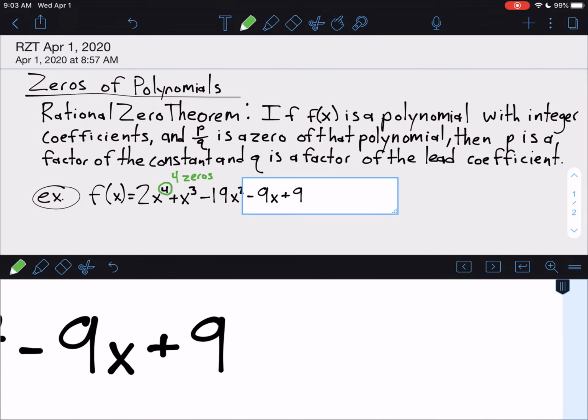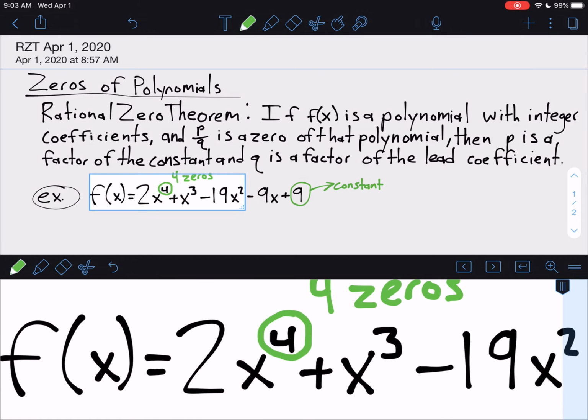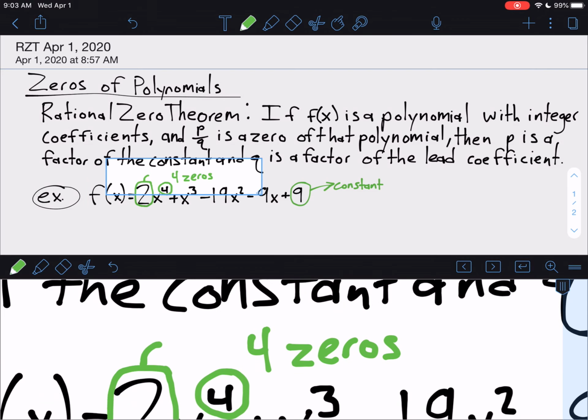So first, let's identify the constant and the lead coefficient. The constant is this number here on the end, this 9, that doesn't have any variables attached to it. So the constant here is going to be 9. And the lead coefficient is this number on the very front next to the x with the highest exponent. So my lead coefficient is this 2. We'll call that LC.